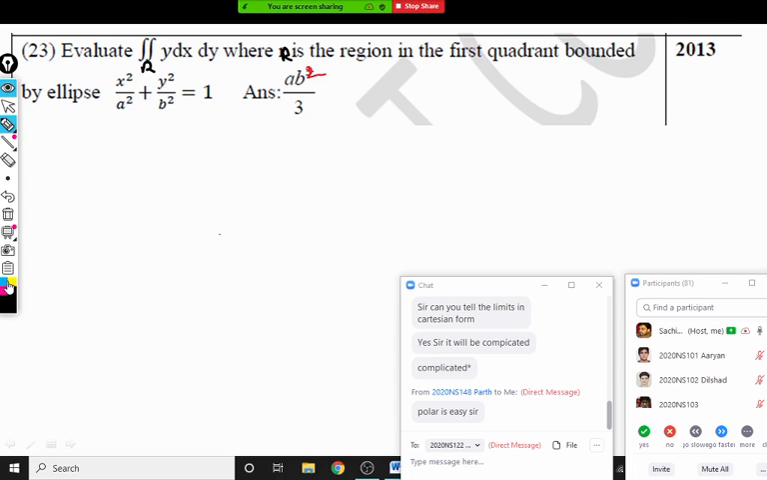Now this is the last type that we have in change of variable. Whenever we do some double integration on an ellipse, again I told you that it is better to use a special transformation of the ellipse.